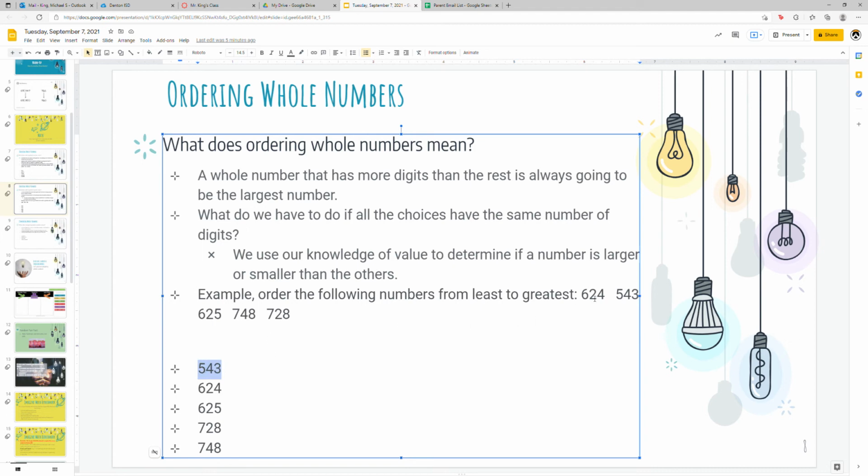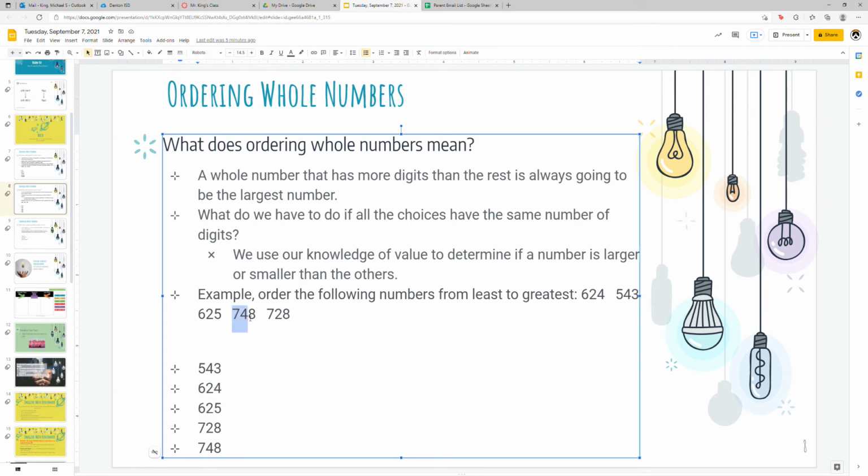Of the remaining numbers, I had 2 that have a 6 in the hundreds place, 2 that have a 7 in the hundreds place, right? So I'm not going to use these yet, right? I need the next biggest one. So either 624 or 625. This one's pretty easy though, because 624 is just 1 less than 625. So my next one is 624, followed by 625.